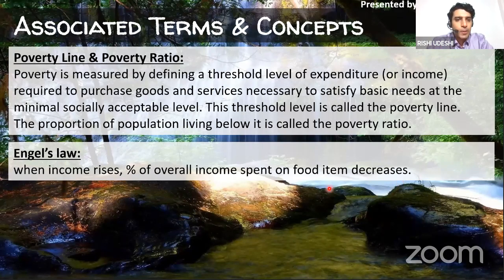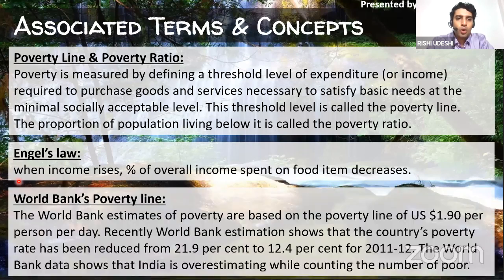Let's go to the next. There is also something called World Bank's poverty line estimates. India has its own poverty line, but the World Bank also has a poverty line. Let's try to understand this. The World Bank estimates of poverty are based on the poverty line of US dollars 1.9 per day per person. This means the World Bank has also decided a poverty line, and it said 1.9 dollars per day per person.